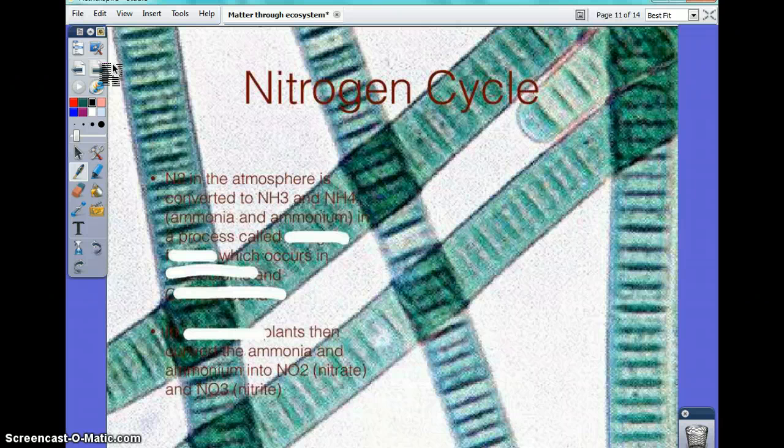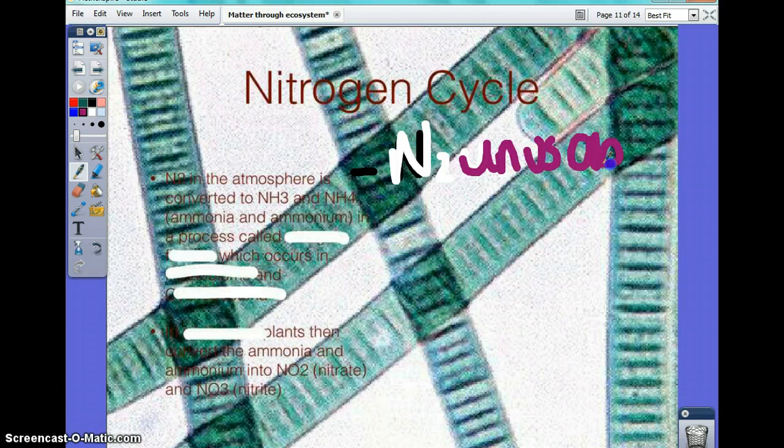Okay, the nitrogen cycle. So N2 is in the atmosphere, and N2 is unusable for pretty much everything. So it needs to go through a process in which N2 is converted into ammonia and ammonium. What is this process called? Nitrification. Nitrogen fixation is the process.